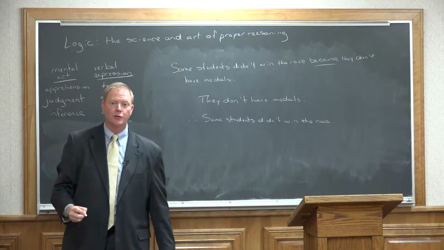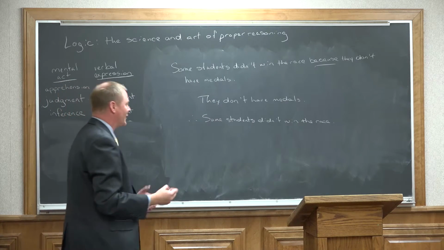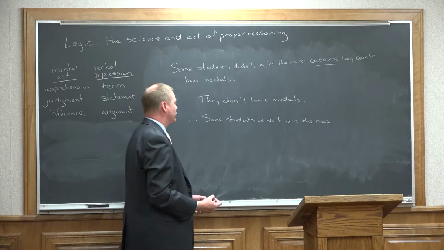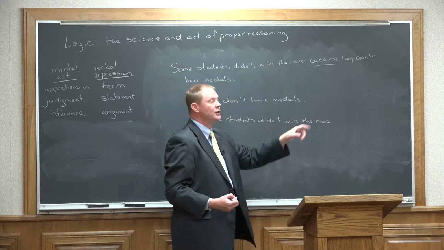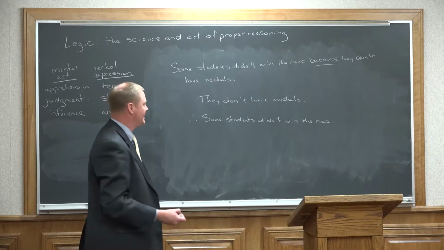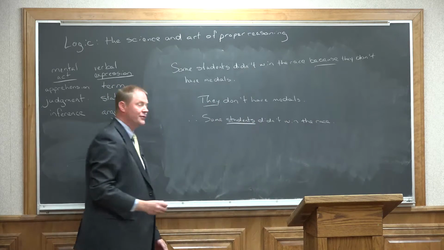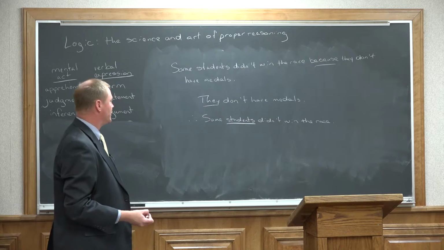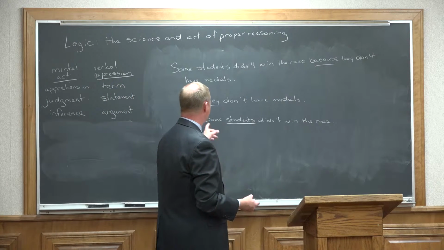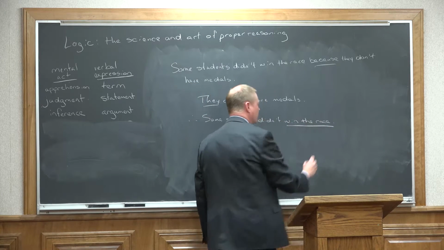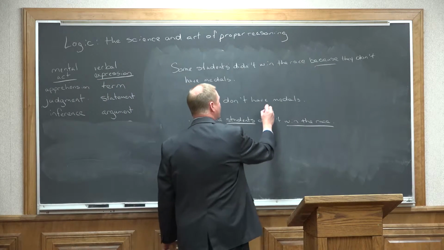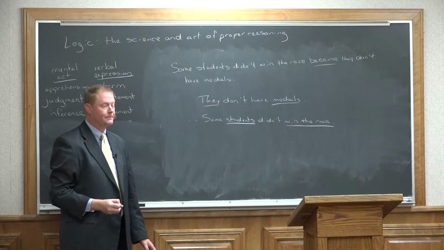Okay, now the next thing you do is look for which term is used twice. Now, in this case, because it's stated the way people normally talk, we don't have two of the same term. We have they, we have medals, we have students, and we have win the race. But since you've studied English before, you know that the pronoun needs an antecedent, and in this case, they refers to students, okay? Some students didn't win the race because they don't have medals. So students is used twice here, okay? Here's your conclusion. Win the race has to be used twice. So don't have medals would be your middle term here.